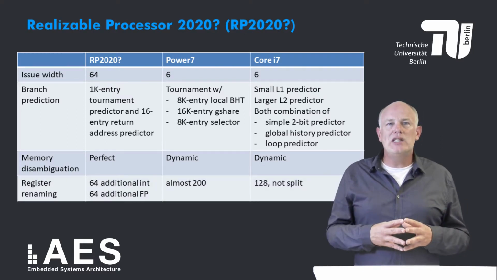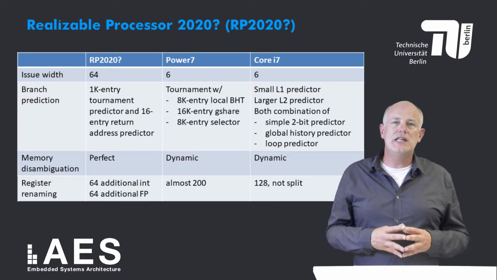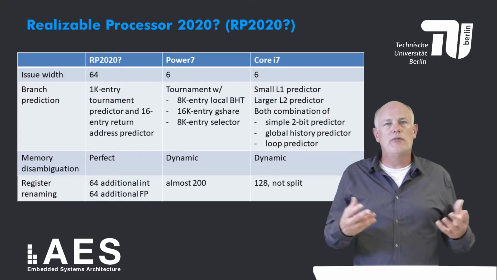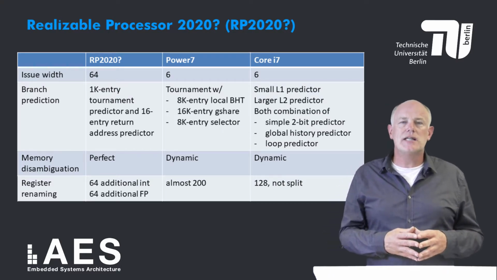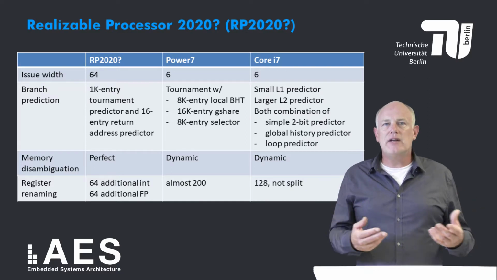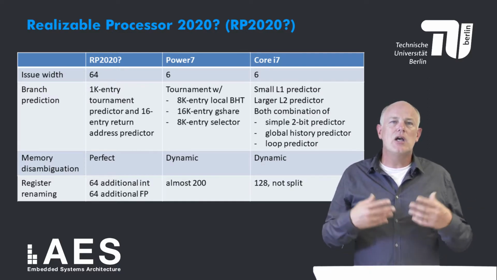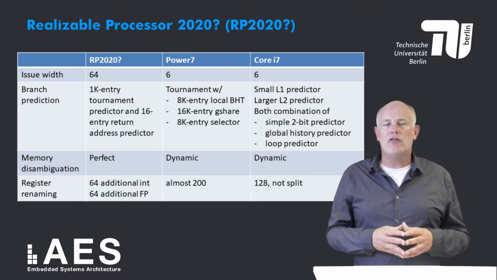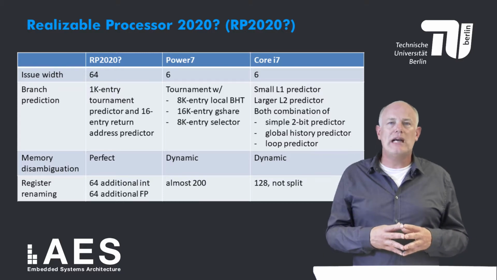Finally, RP 2020 has 64 additional integer registers and 64 additional floating point registers to perform register renaming. This is slightly less than the most aggressive processors of today. The Power 7 has almost 200 renaming registers, while the Core i7 has 128 entries in its reorder buffer, although they are not split between integer and floating point entries.